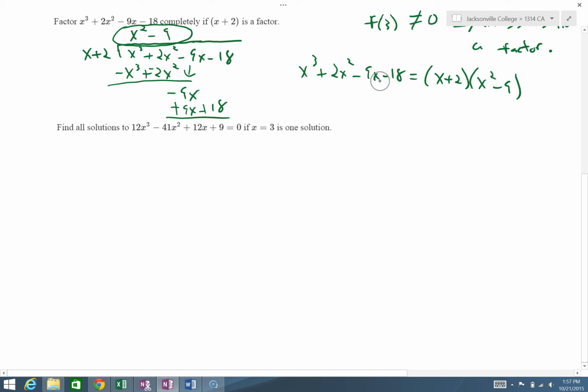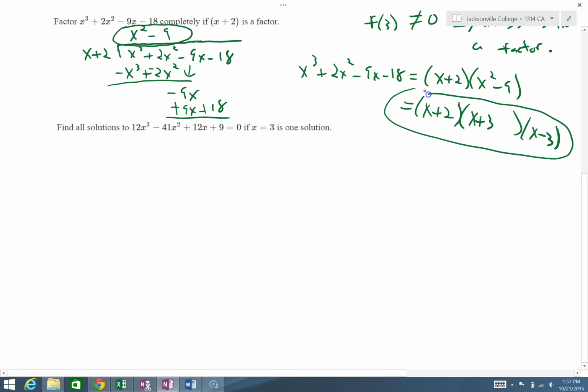X times minus 9 is a minus 9x. 2 times x squared is a 2x. And 2 times minus 9 is a minus 18. Well, hopefully you realize this is a difference of two squares. So this x plus 2 stays the same, and x squared minus 9 factors into x plus 3, x minus 3. So this would be my final answer.